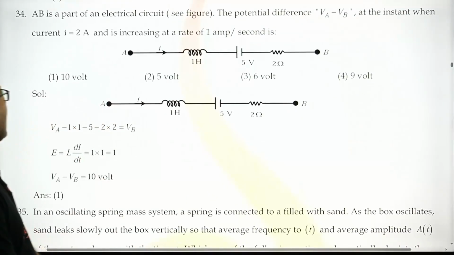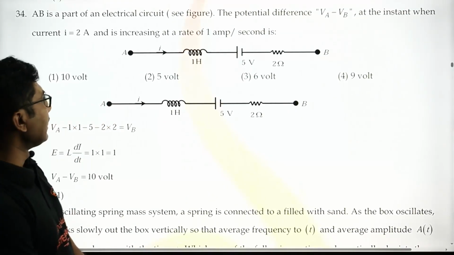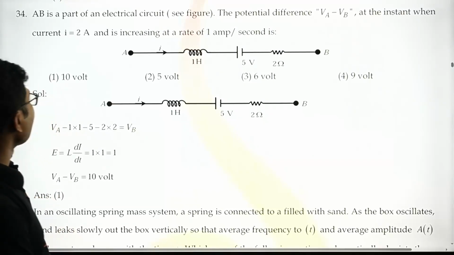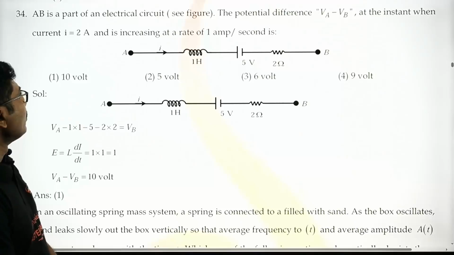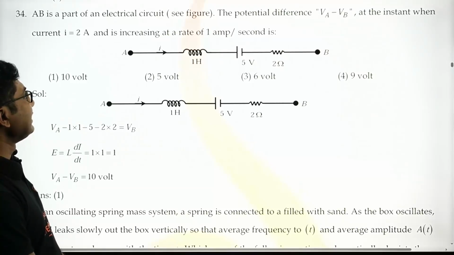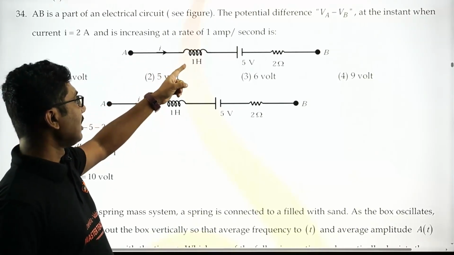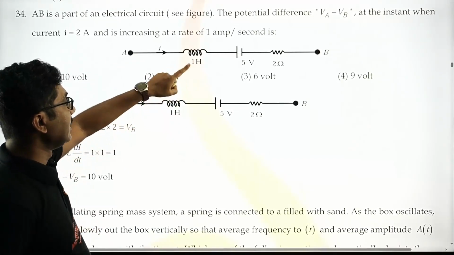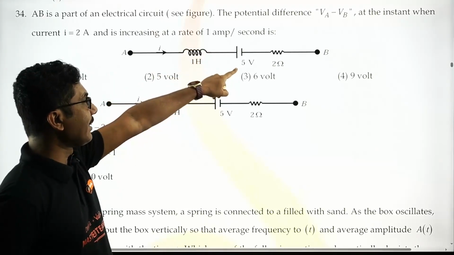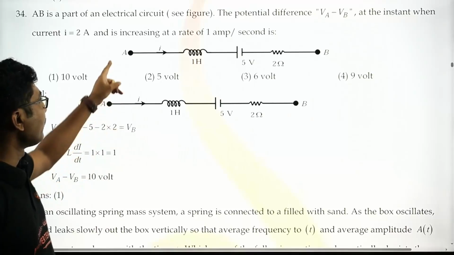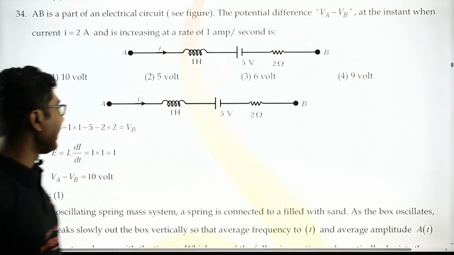AB is a part of an electrical circuit. See in the figure, the potential difference VA minus VB at the instant when current I equals 2 A and is increasing at the rate of 1 ampere per second is. So here current is changing. There is a 1 Henry inductor, there is a 5 volt battery, and a 2 ohm resistor. Okay, you have to find whatever is the potential between A and B.